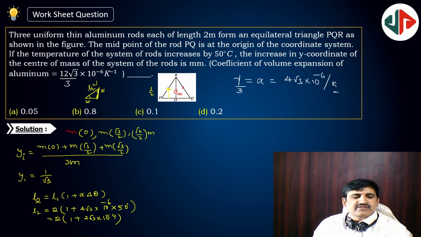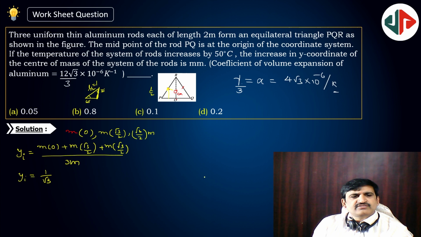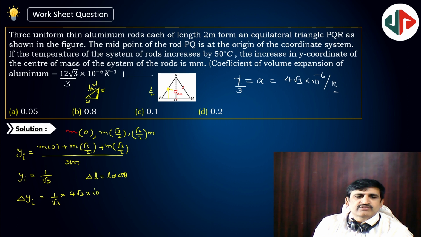And it is simplified as, so the initial center of mass we got at a height of 1 by root 3. Now the change of center of mass in the y direction only. Normally the change is delta L equal to L alpha delta theta, you can directly use that. L is 1 by root 3, alpha is 4 root 3 into 10 to the power of minus 6, into delta theta 50. So that is equal to 5 4s are 200.